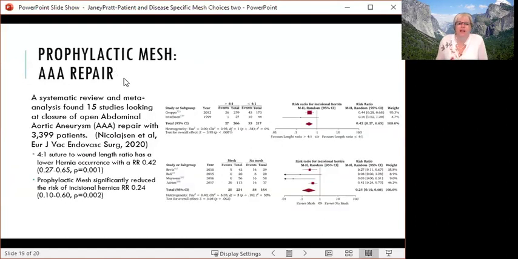Finally, prophylactic mesh in the setting of abdominal aortic aneurysm repair. A systematic review and meta-analysis found 15 studies looking at closure of the open abdominal aortic aneurysm repairs with 3,399 patients. And this one was published in 2020 again. And they found that the 4-to-1 suture to wound length ratio has a lower hernia recurrence with a relative risk of 0.42, and that prophylactic mesh significantly reduced the risk of incisional hernia with a relative risk of 0.24. So prophylactic mesh in this situation may also be beneficial.